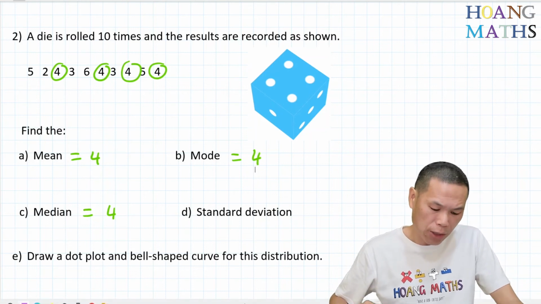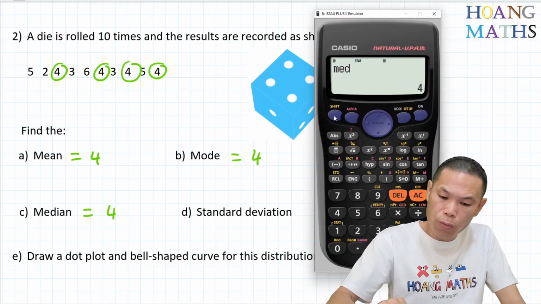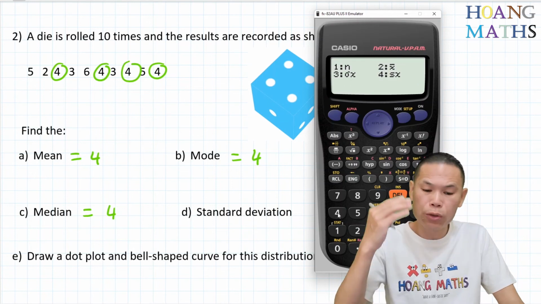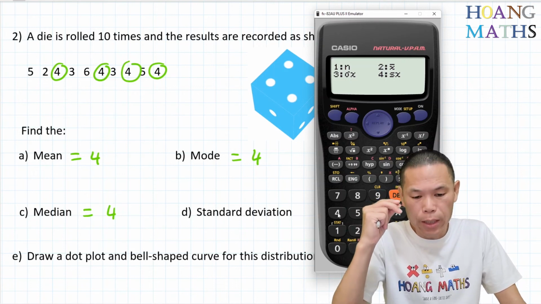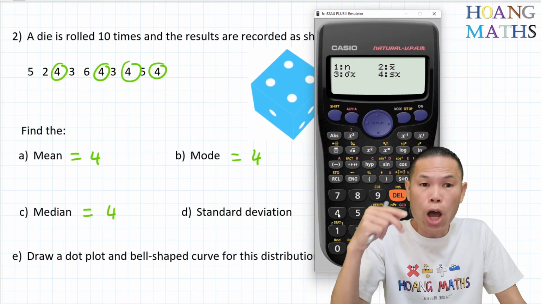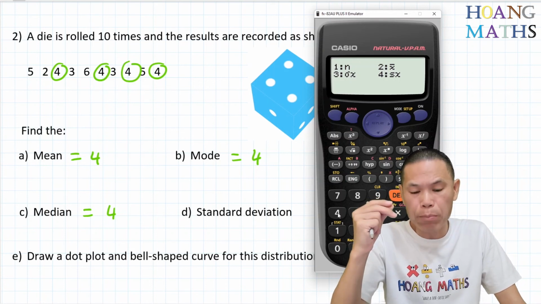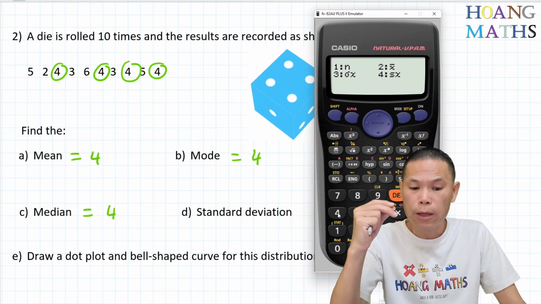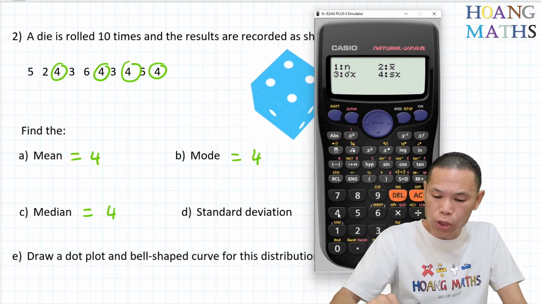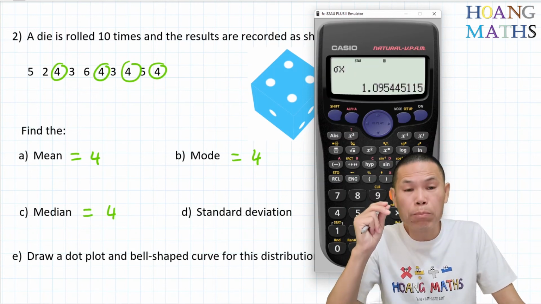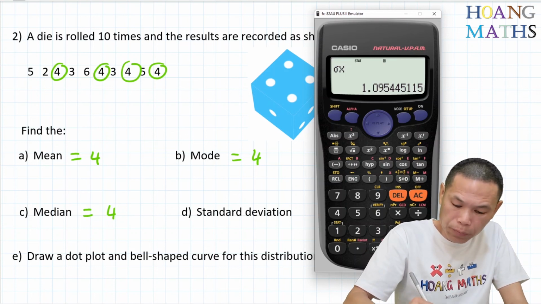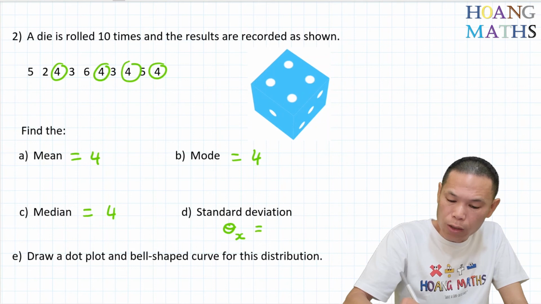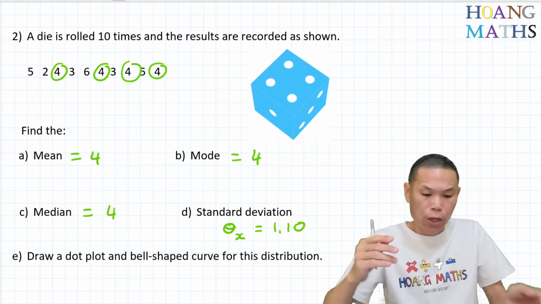And for the standard deviation, we go Shift, Stat, and under 4, option 4. And there are 2 standard deviations on your calculator here. The first one is option 3, which is the population. And option 4 is the sample, S for sample standard deviation. So we're talking about the population, and therefore we use option 3, which is the population standard deviation. So equal, don't forget. So 1.10, correct to 2 decimal places. So the standard deviation is 1.10. So there you go.